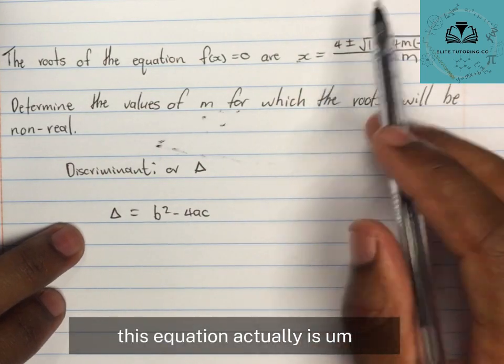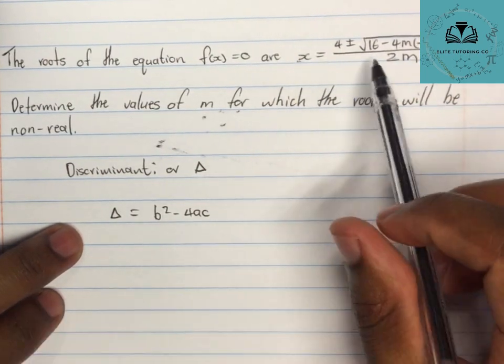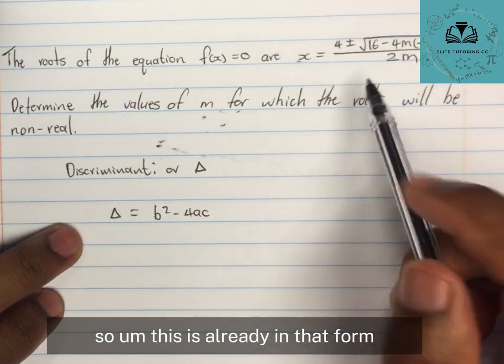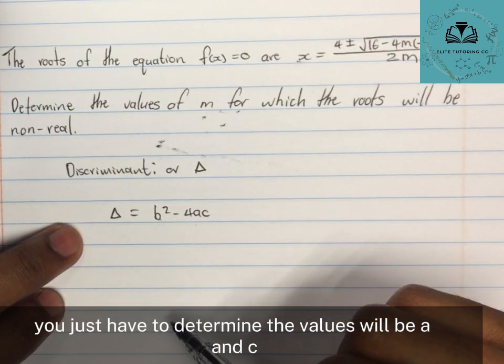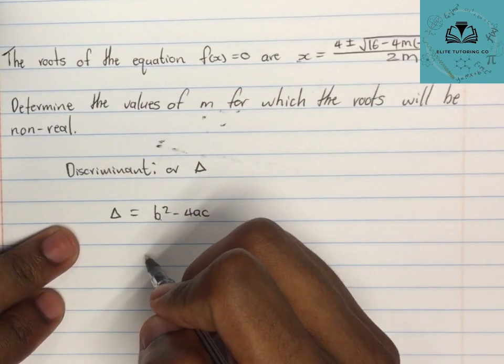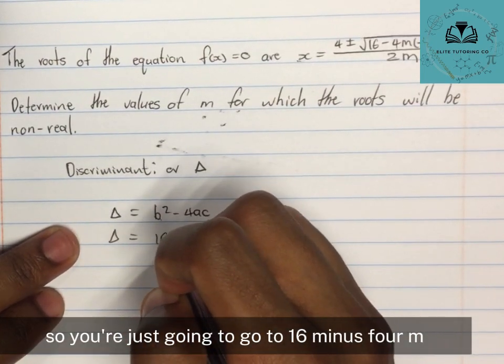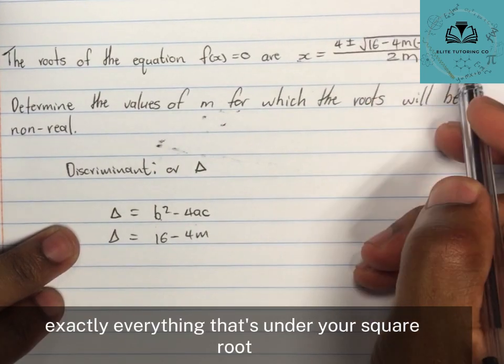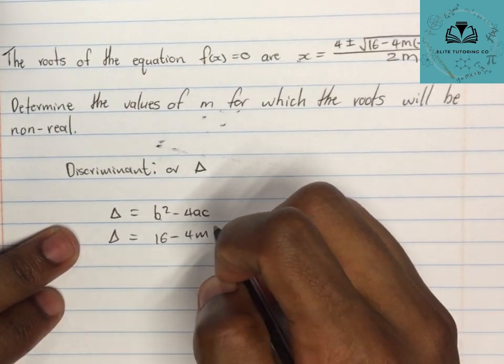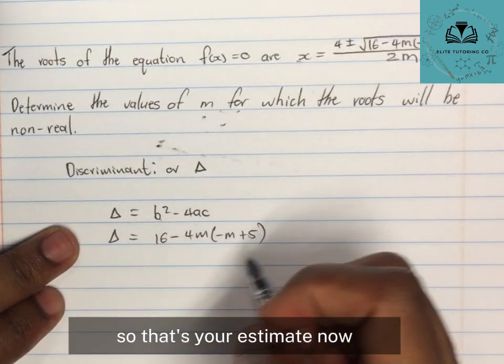You will realize that this equation is on your right-hand side. You've got the quadratic formula. So this is already in that form. So you just have to determine the values for b, a, and c. First let's take it as it is. So your discriminant is equal to 16 minus 4m. It's exactly everything that's under your square root in the quadratic formula. So that's your discriminant.